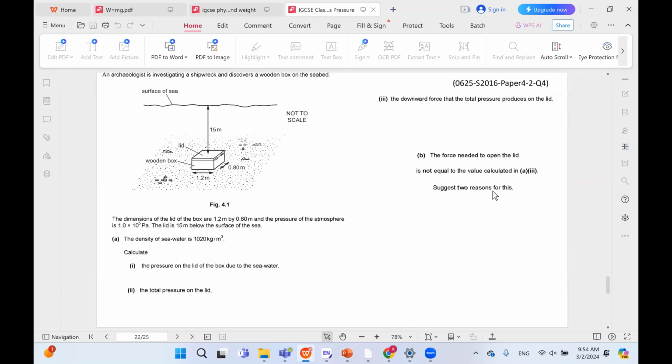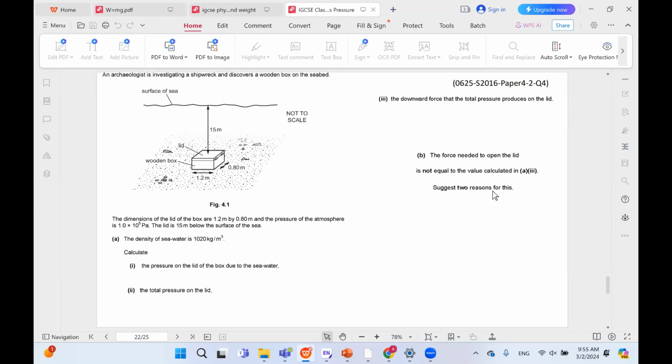An archaeologist is investigating a shipwreck and discovers a wooden box on the seabed. The dimensions of the lid of the box are 1.2 by 0.8, and the atmospheric pressure is 1 times 10 to the power of 5. The lid is 15 meters below the surface of the sea. The density is 1020. Calculate the pressure due to the seawater.